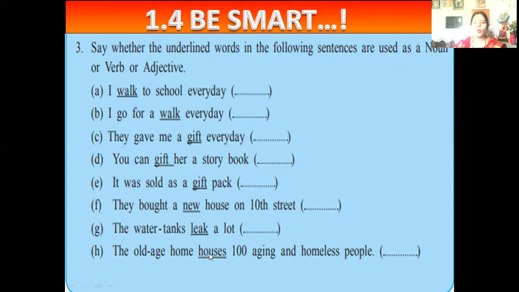The old age home houses homeless people. Here, the underlined word is houses. And you have to write the answer, whether this is used as a noun or verb or adjective. Okay. Now we will check your answer. Look at this first.